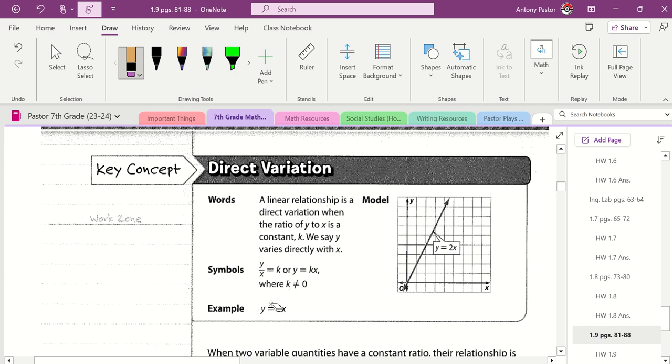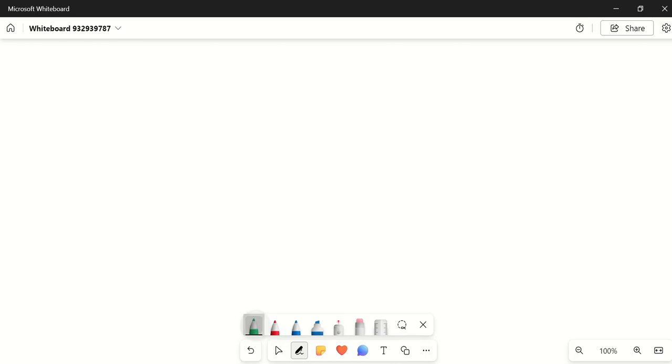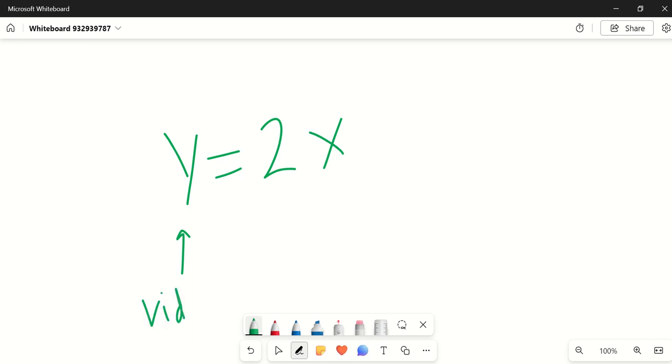So our example here is y equals 2 times x. So let's go ahead and say, let's make this a little bit more relevant. Y will equal the amount of videos I can record, and x will represent 1 hour. So for every hour, I can record 2 videos.